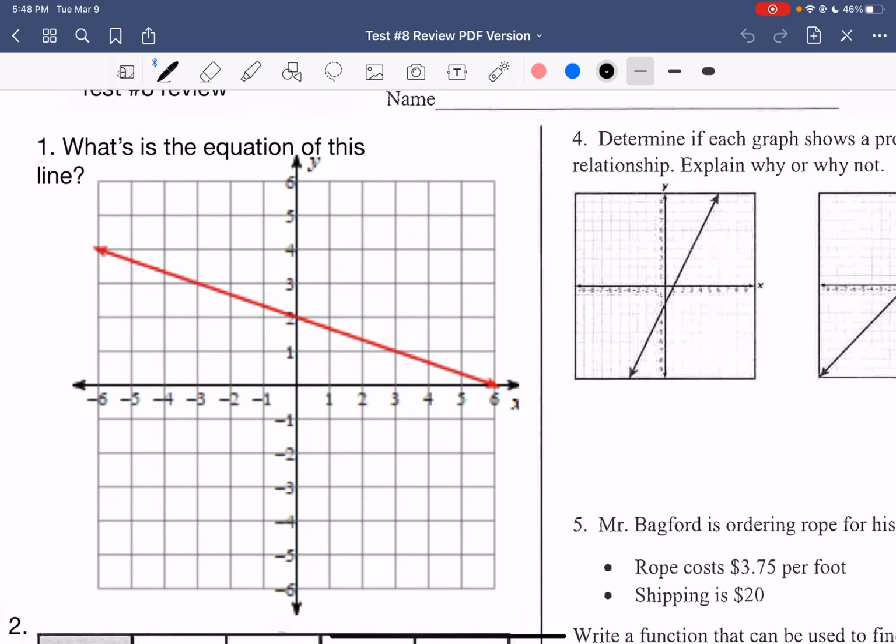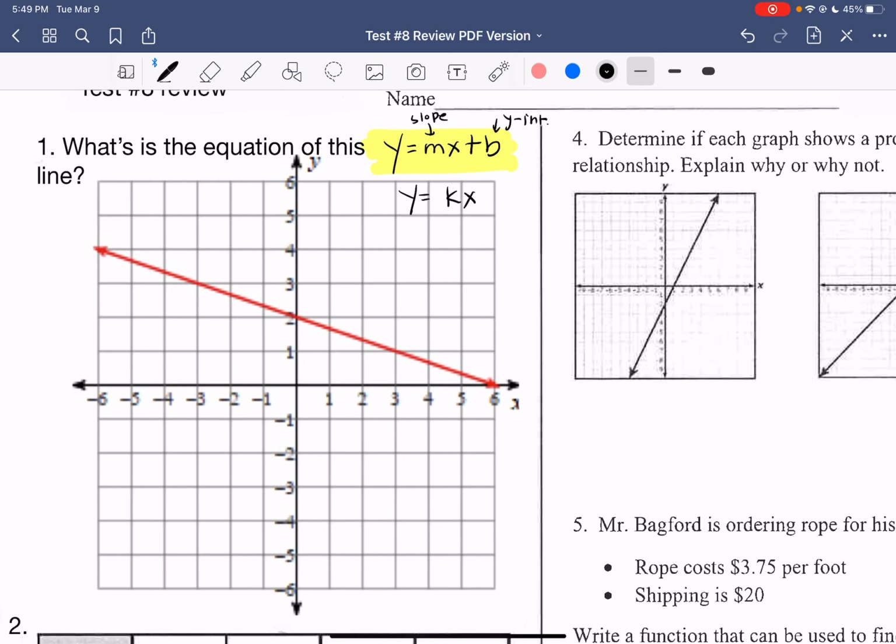So the equation of a line is in the form of y equals mx plus b if it is non-proportional, or y equals kx if it is proportional. In this case, our line does not pass through the origin, so we have a non-proportional line. So we're going to be looking for a line equation that looks like this. This one includes m, which is our slope, and b, which is our y-intercept. So those are the two things we need to find.